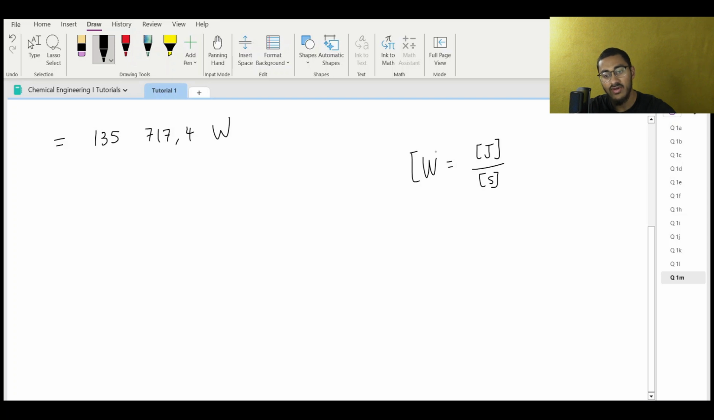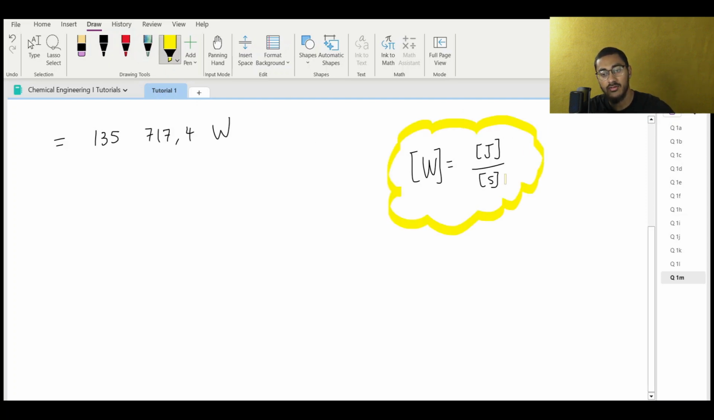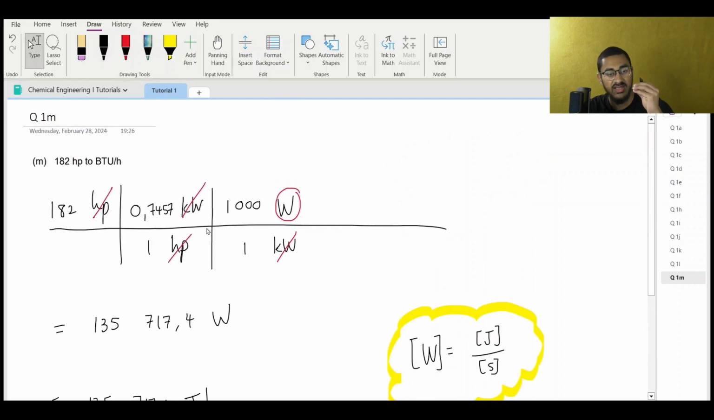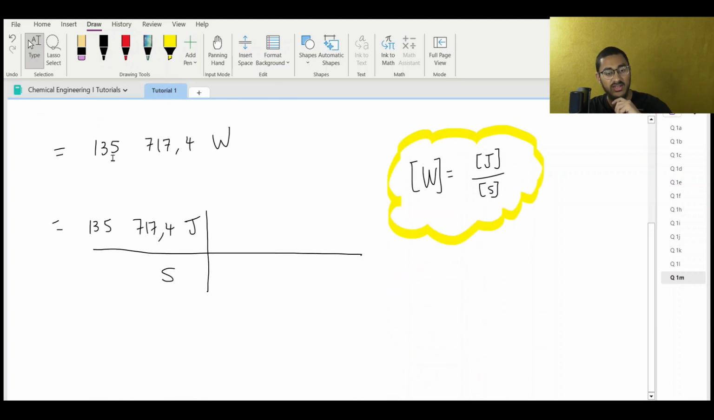So if I tell you you have a 100-watt appliance, you must tell me it is consuming 100 joules for every 1 second that it is on. All right. So once you know that, that is the same as saying 135,717.4 joules per second. And now that you've got joules per second, I can convert joules per second into BTU per hour. That's not so bad. So let's go ahead and do that.